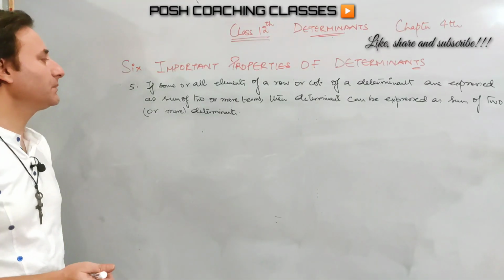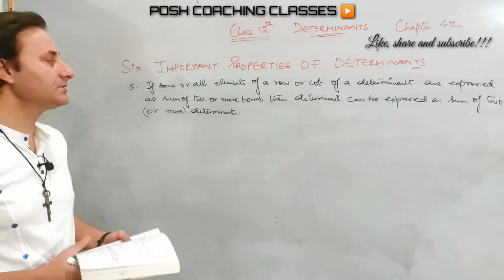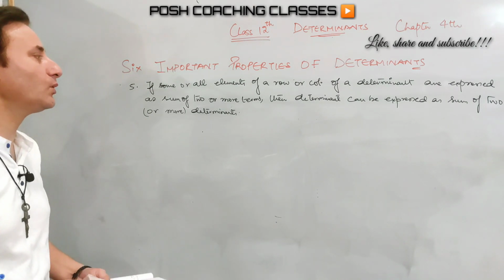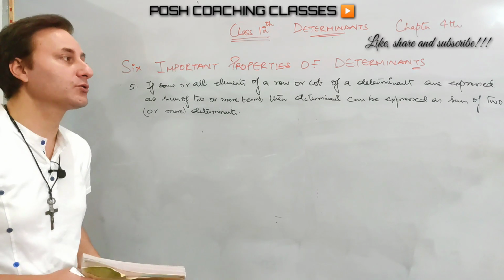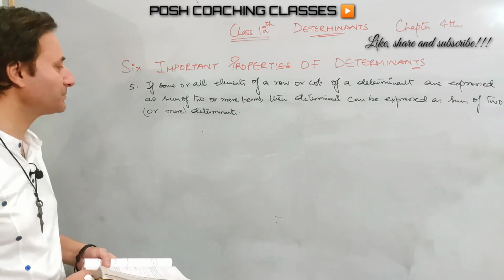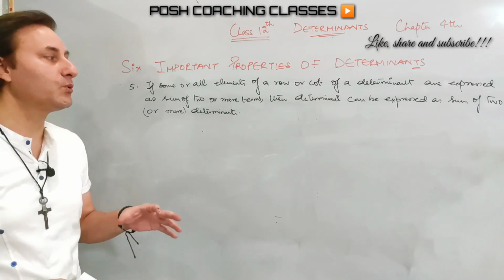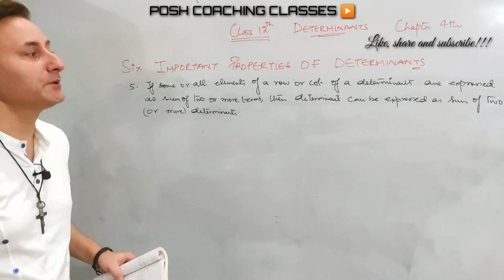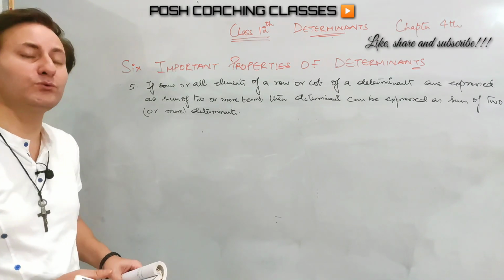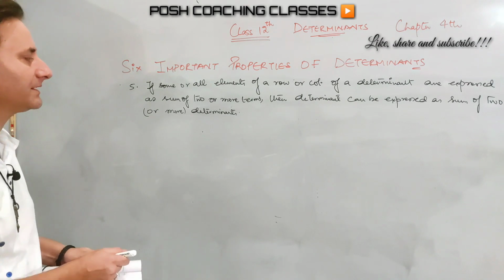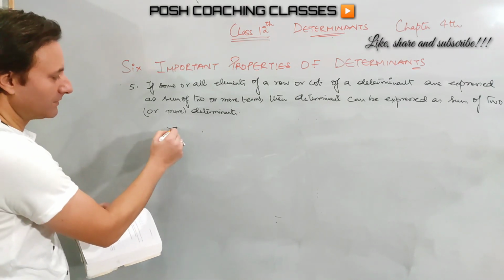This is property number 5, the second last property. So what does it say? It says if some or all elements of a row or column of a determinant are expressed as a sum of 2 or more terms, then the determinant can be expressed as a sum of 2 or more determinants. Let's take an example to make it much clearer.